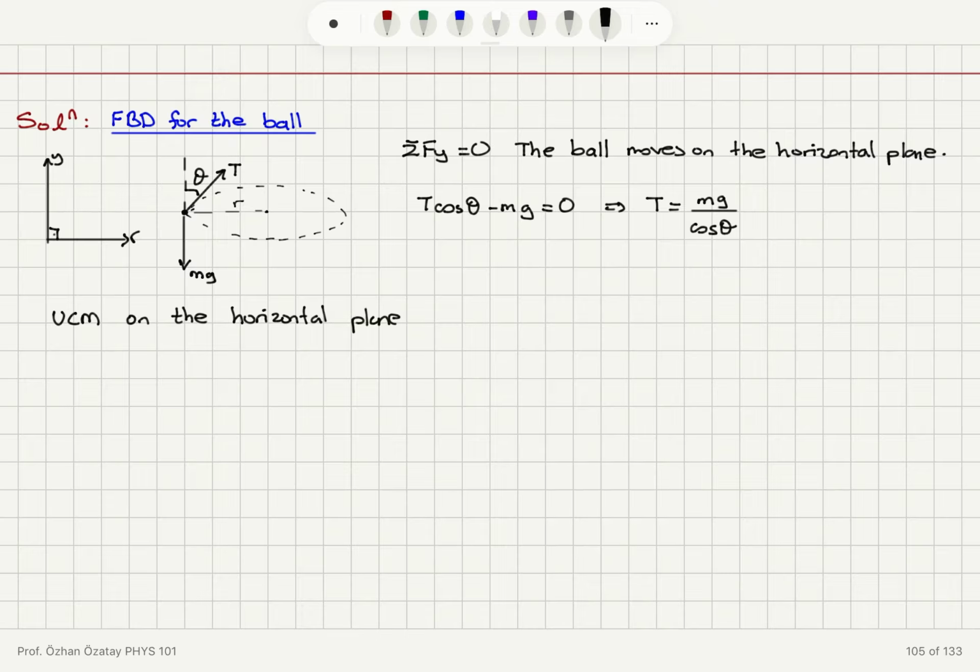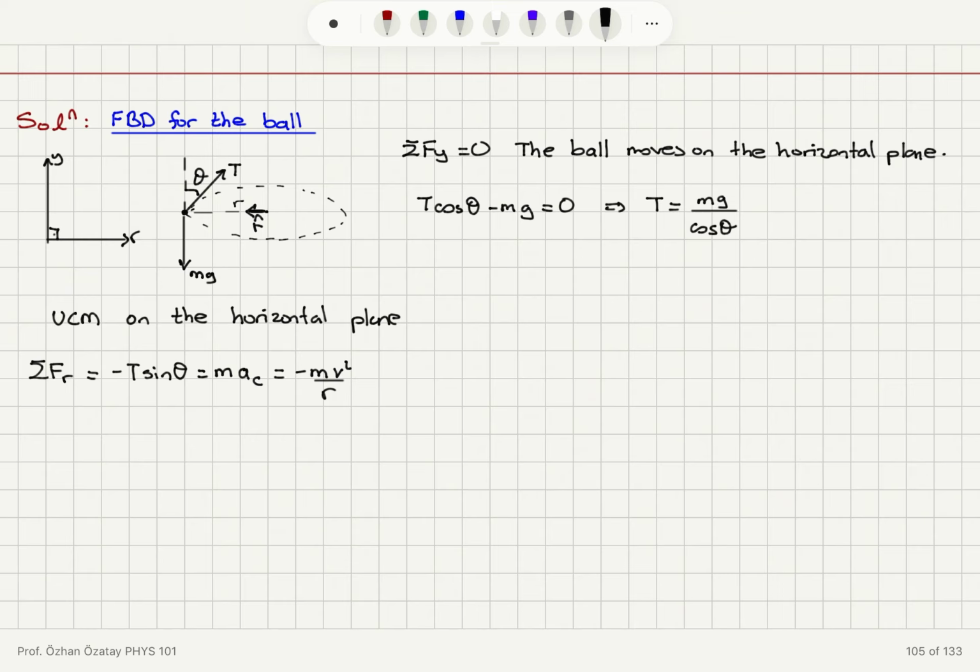So on the horizontal plane, I have uniform circular motion. And now I can write the net radial force. Well, as you can see here, it is minus T sine theta. Why minus? Because I define r hat pointing in this direction. So the projection of tension onto the radial axis is pointing towards the center, so in the minus r hat direction. So this is mass times centripetal acceleration. So that is minus m v squared over r.